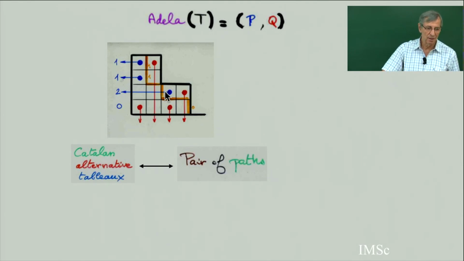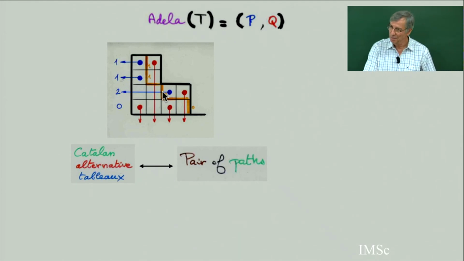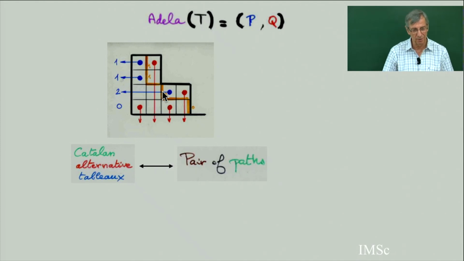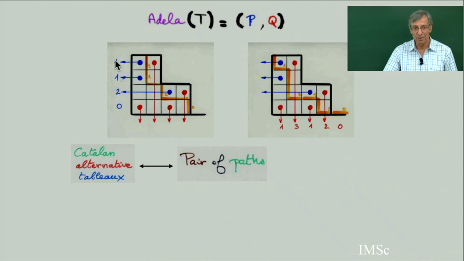We'll see this in more detail. This will be a bijection between Catalan alternative tableaux and pairs of paths, such that all the paths go east or south, and one path is below the other one. And this will give a proof that such tableaux are counted by Catalan numbers. In that case, I need only the P. If you give me the P, I get the Q. I don't need the pair PQ. One of them, like the P, will define the Q.